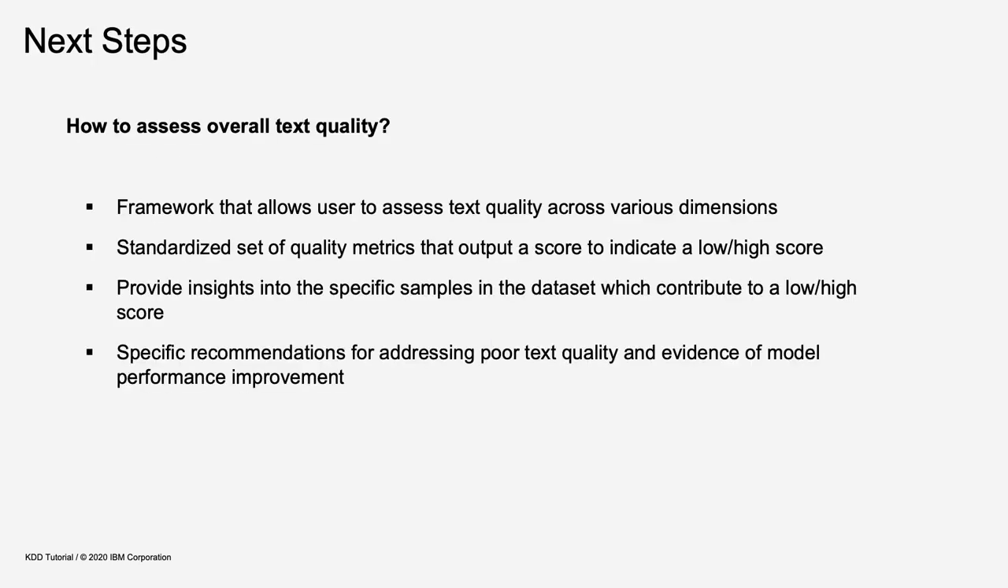One of the important questions that is still an open research problem is how do we assess the overall text quality? Since problems to measure text data quality are so diverse, one possible solution is to design a framework that allows a user to assess the text quality across various dimensions. Another issue with the current approaches is the lack of standardized scores as output for each quality measure, which would serve consistent insights and provide useful indicators for low versus high score. Such a framework should also support specific recommendations for addressing poor text quality and evidence of model performance improvement for each text data quality metric.